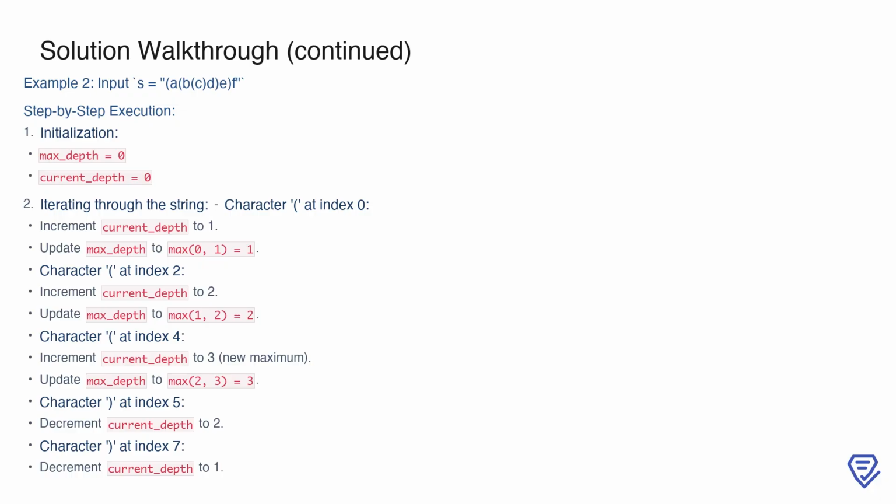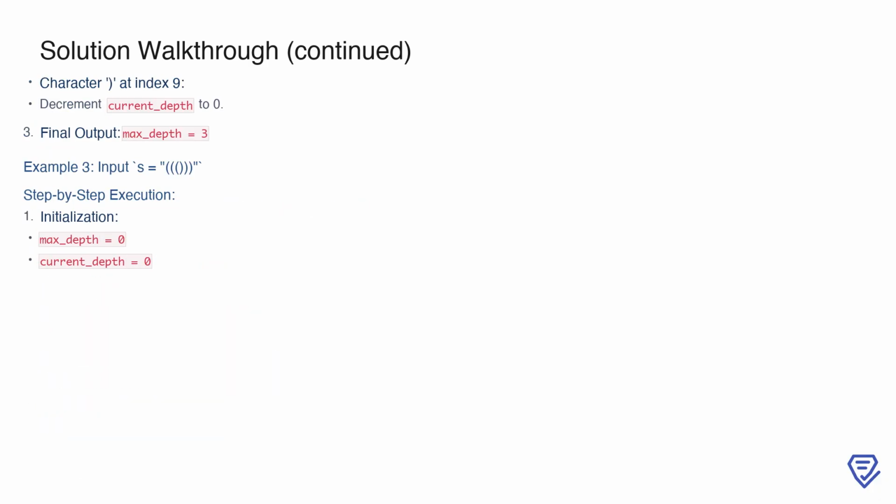Next, at index 4, we encounter yet another, which takes us to a new level of nesting. Here, current_depth becomes 3, and max_depth is updated to the maximum of 2 and 3, which is 3. Moving on, at index 5, a closing parenthesis reduces current_depth back to 2, while max_depth remains unchanged because it only tracks the deepest level encountered.